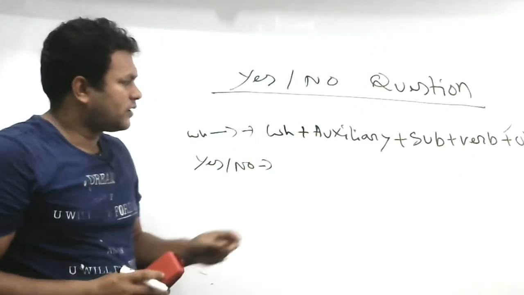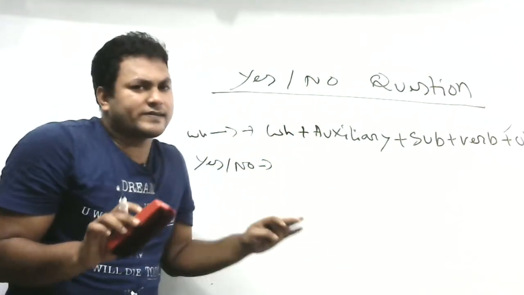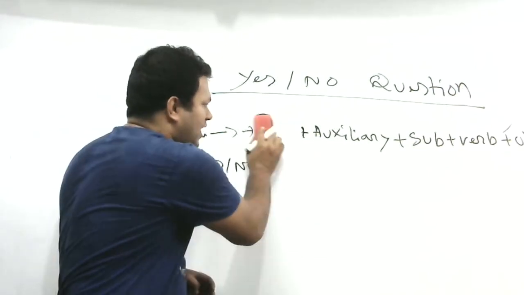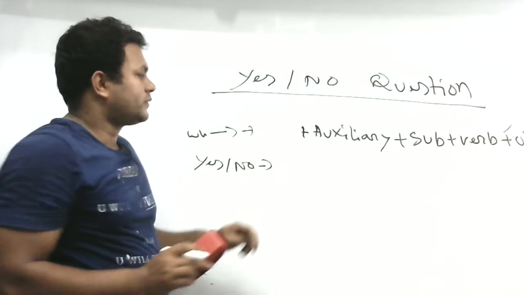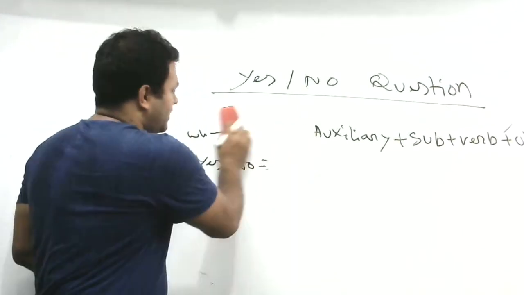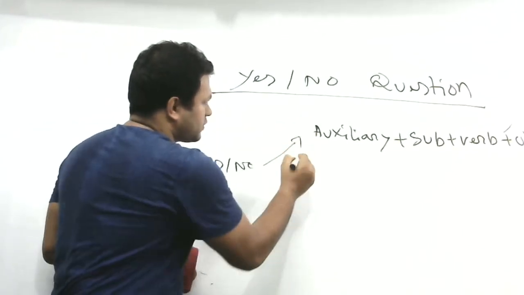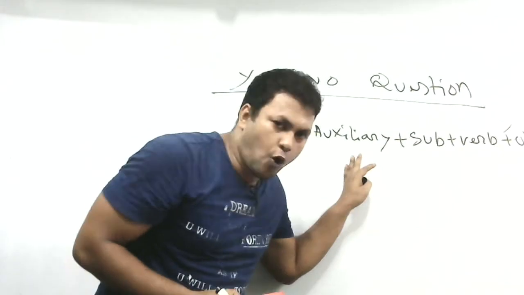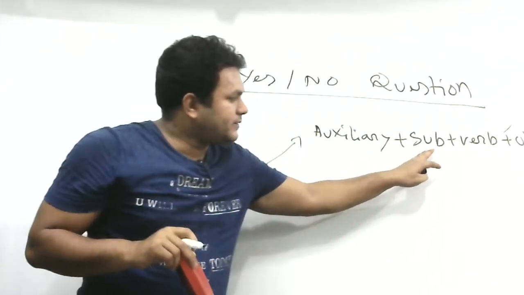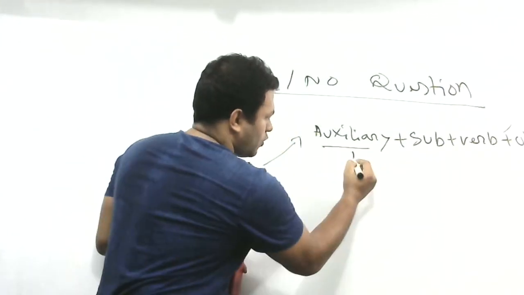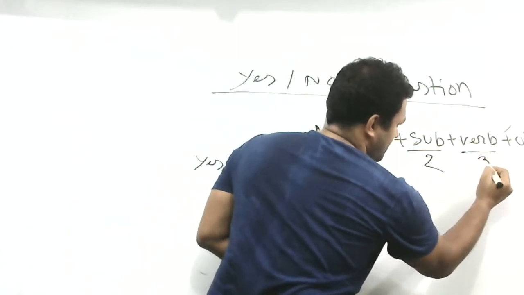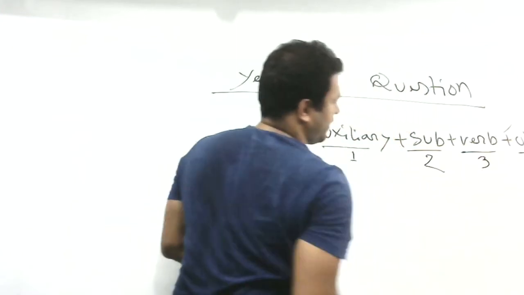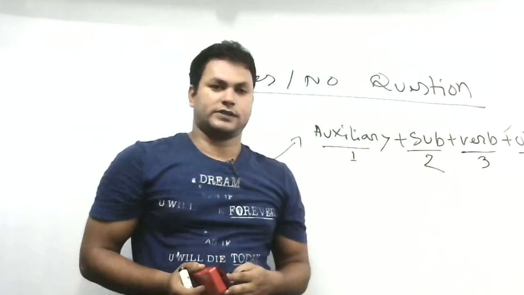Yes no question and WH question will be the same, just you will have to cut the WH from the front side. So what will be the structure of yes no question? Just look at it. First of all, you will have to take auxiliary verb. Second, subject. Thirdly, verb. And fourth, you will have to take object.